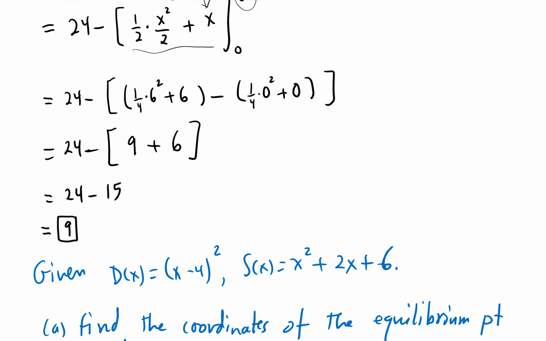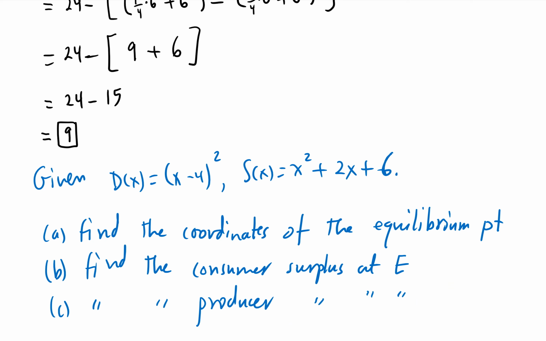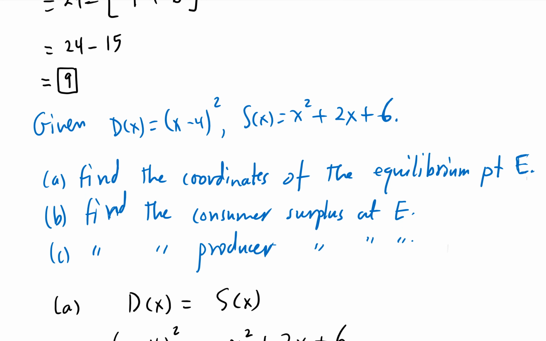We're given two functions, demand and supply. We're required to find three things: the coordinates of the equilibrium point, the consumer surplus at that equilibrium point, so equilibrium point E, and then the producer surplus at the same point. To find the equilibrium point or the coordinates, we stated earlier that we need to set d of x and s of x equal to each other.